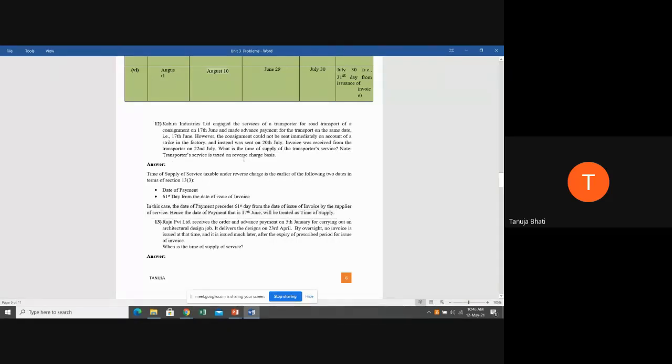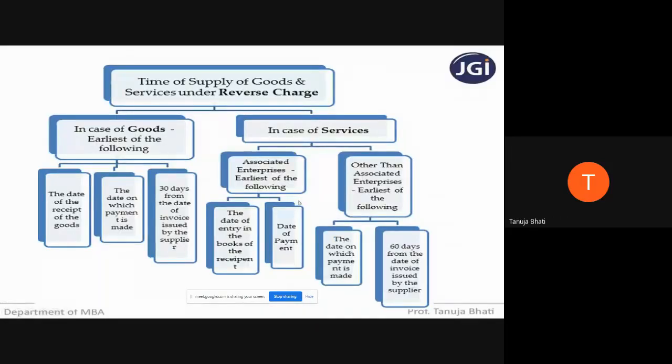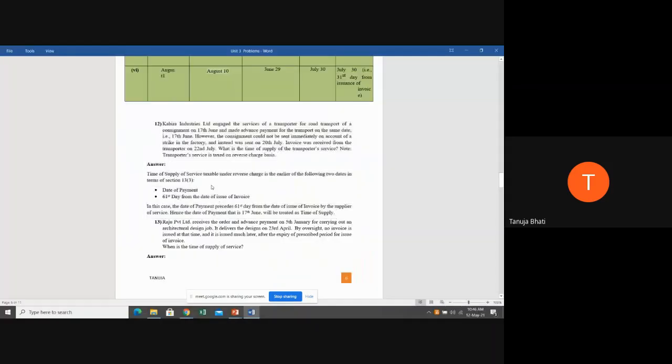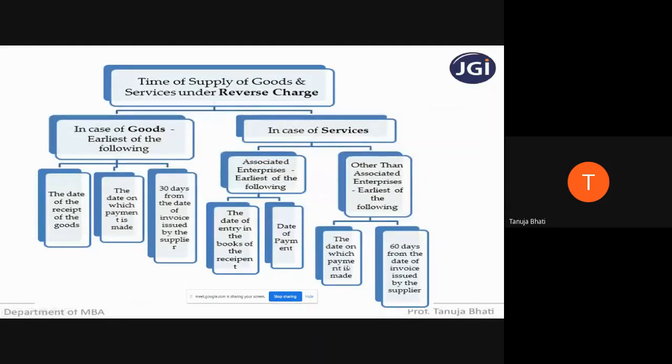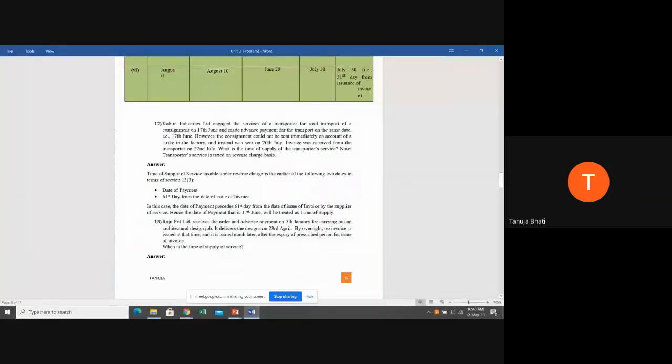So students, is problem number 12 clear? Yes, students? Yes, ma'am. So which provision did we apply? Just see towards your right hand side, this particular, other than associated enterprise, it's earlier of the following, that is the date on which payment is made, or 60 days from the date of issue of invoice. Now if the invoice only issued on 22nd July and this was 17th June, then obviously June is preceding the date of issue of invoice itself. Therefore the time of supply will be 17th June.